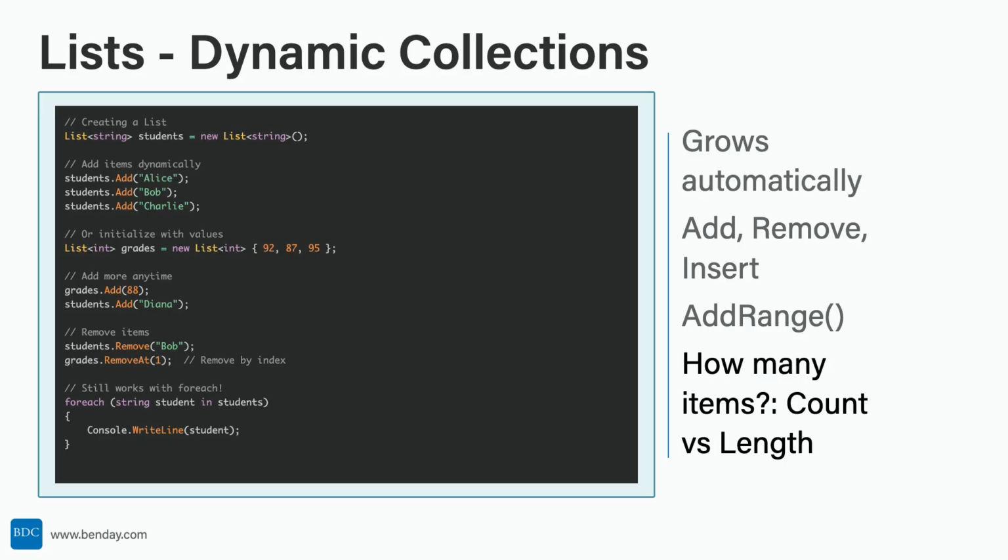Lists use count instead of length. Why? Because count can change as you add or remove items. It's a property that tells you how many items are actually in there right now.